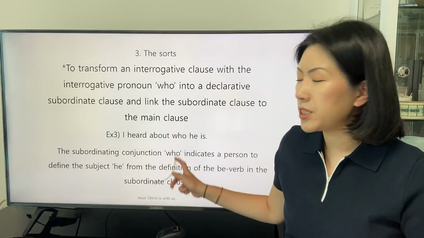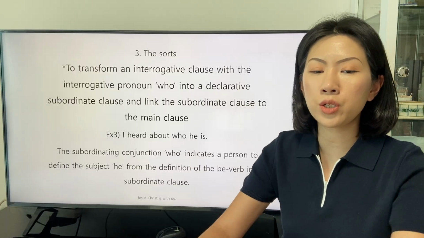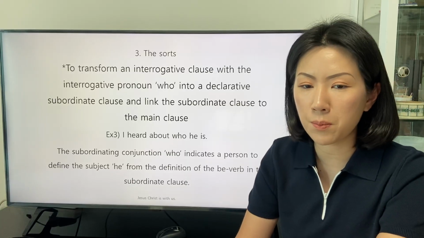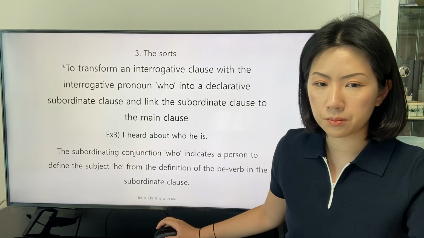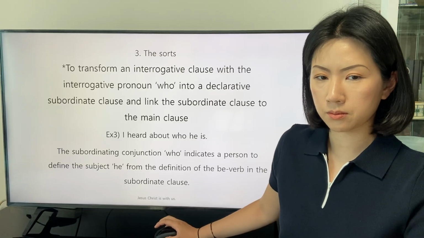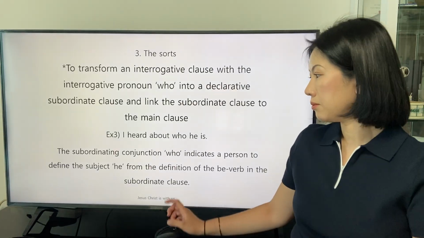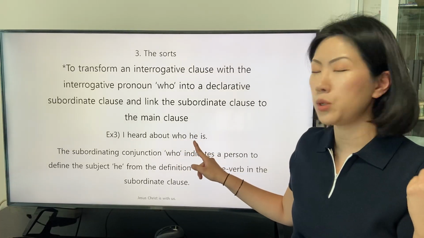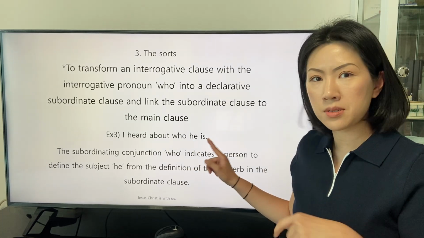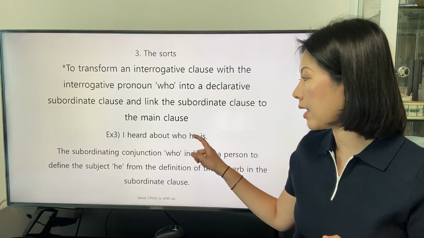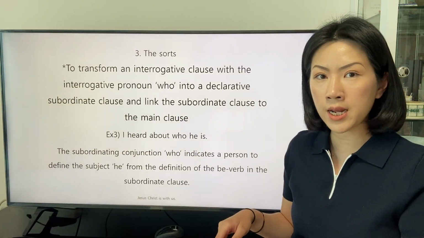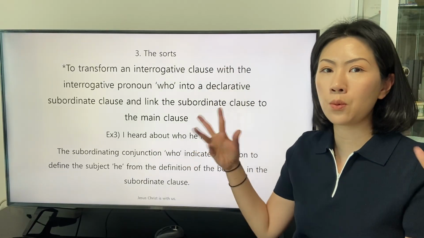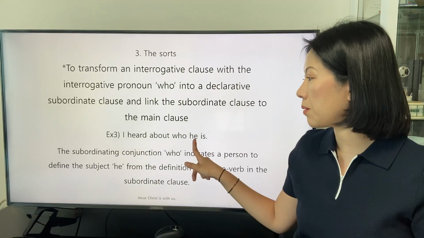Let's read the explanation of this part. The subordinating conjunction who indicates a person to define the subject he from the definition of the be verb in the subordinate clause. In the subordinate clause, the subject is indicated by the personal pronoun he. The be verb describes the person, the subject, and the subordinating conjunction who describes the subject in a way to define who the subject is.